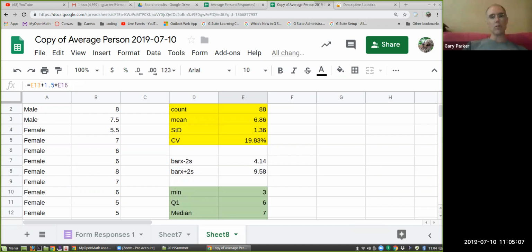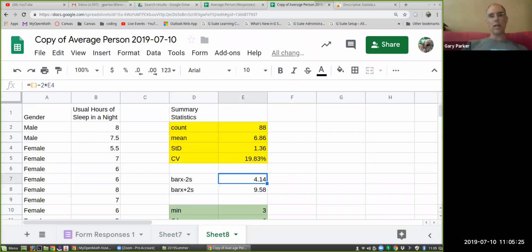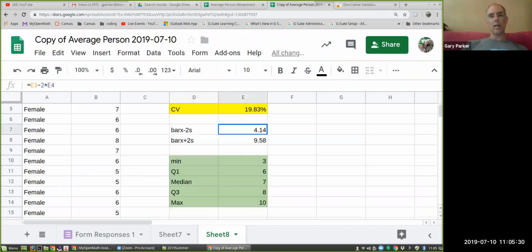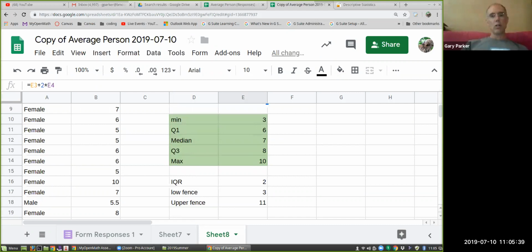So the lower estimate for outliers is the mean minus 2 standard deviations, and the upper one is the mean plus 2 standard deviations. That puts me with a low of 4.14 and a high of 9.58. And notice the minimum is below this minimum value for outliers, and the maximum is above this maximum for outliers. So although the box plot method says there are no outliers, the standard deviation method says there are. So now I need to explore and look for them.